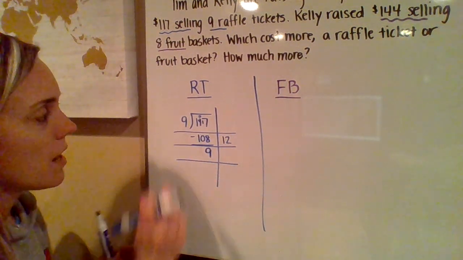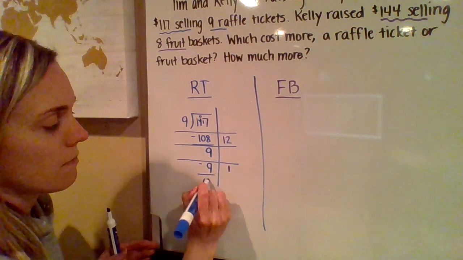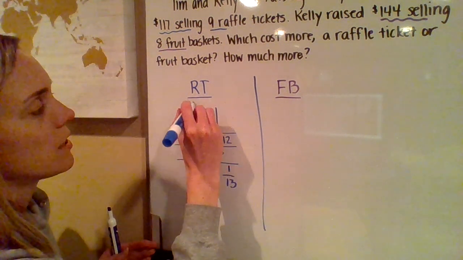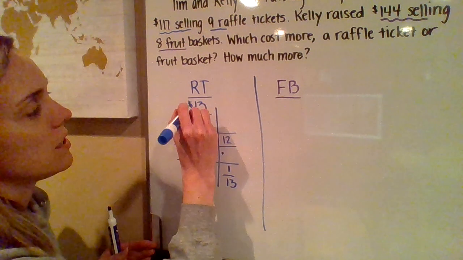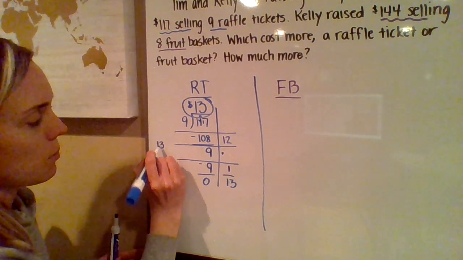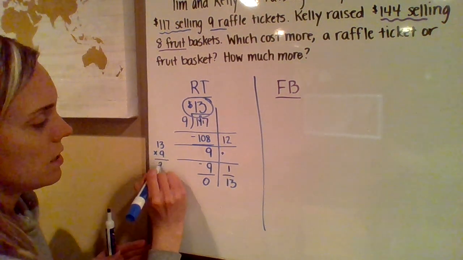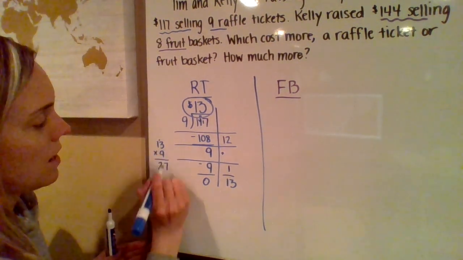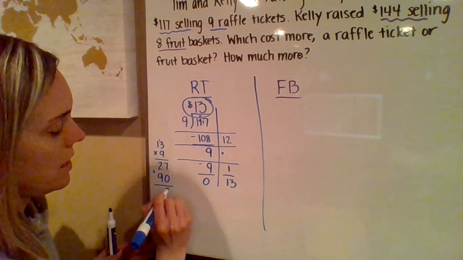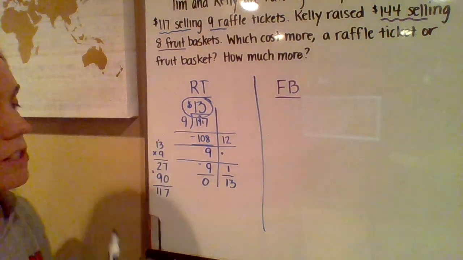Oh, that's nice, because 9 times 1 is 9. No remainder. I add this up, so my answer is $13. So 1 raffle ticket costs $13. And let me just check to see if I'm right. 13 times 9. 9 times 3 is 27. And then 9 times 10 is 90. And I get $117. I'm right. Every raffle ticket is $13.